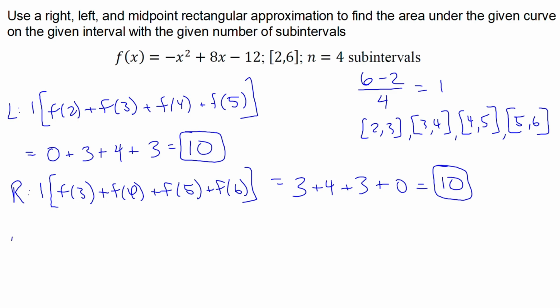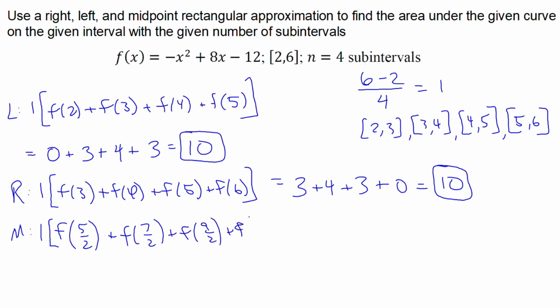And then for our midpoint approximation, we're just going to do, again, 1 times f of, and this time our midpoints there are going to be, let's see here, 2 to 3 should be 5 halves, so f of 5 halves, and then plus f of 7 halves, plus f of 9 halves, plus f of 11 halves, right? And so we'll just plug each of those into our function there.